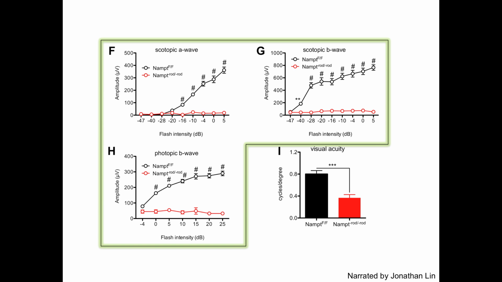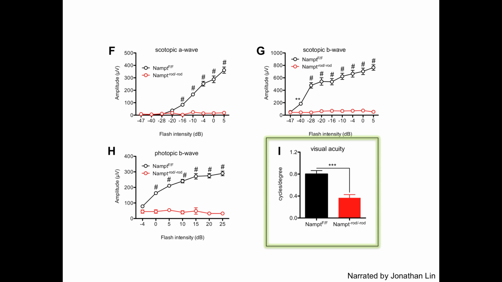Finally, we tested visual acuity by measuring the optokinetic reflex. As you can see in Figure 1i, we found that rod-specific NAMPT conditional knockouts also had reduced visual acuity. Taken together, these findings all point to the importance of NAMPT-mediated NAD biosynthesis for both the survival and the function of rod photoreceptors.